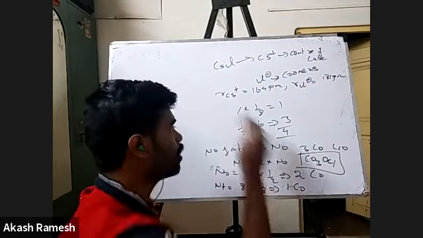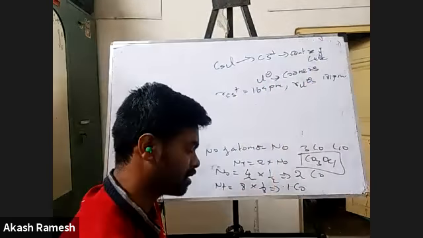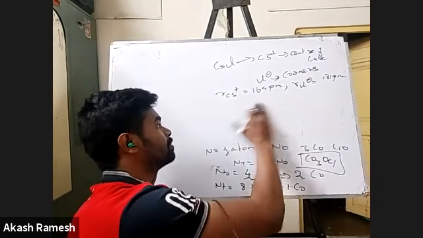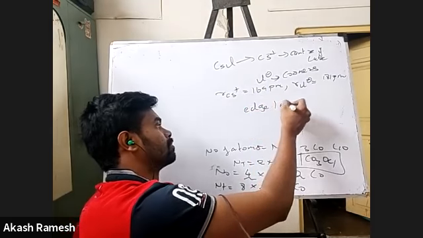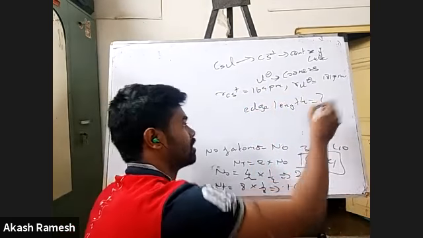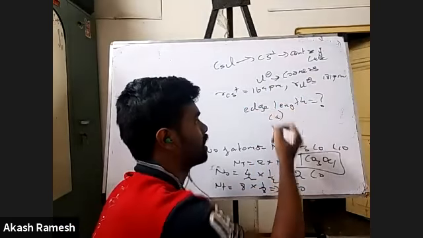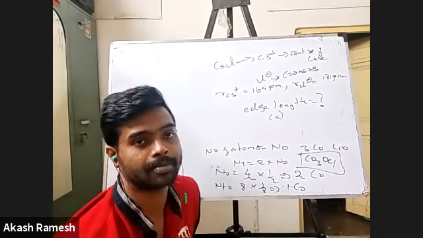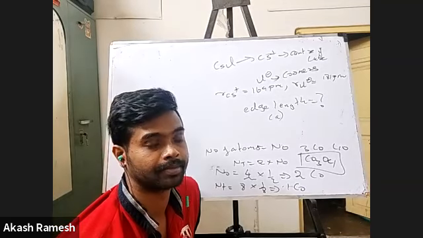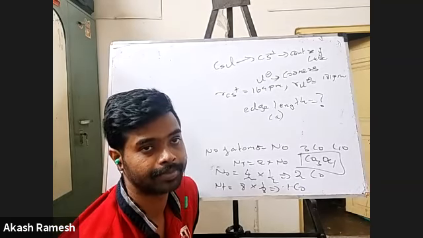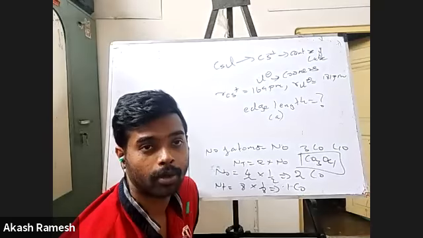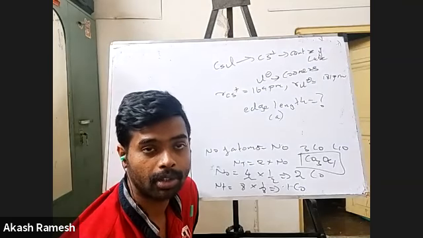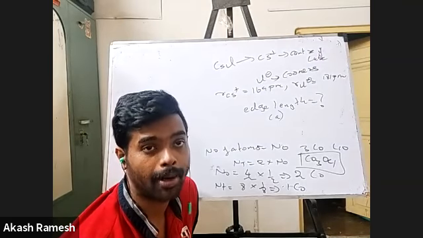Right? So what I want to know is the edge length of the unit cell. Basically, edge length means what? A is what I need to find, right? Now, maybe you will be wondering, sir, what am I going to do with the radius of the cation and the radius of the anion?